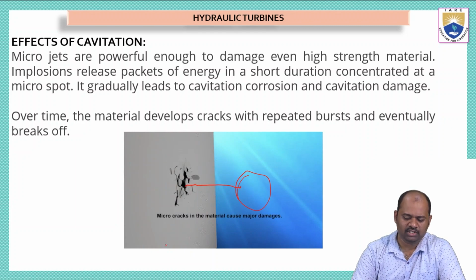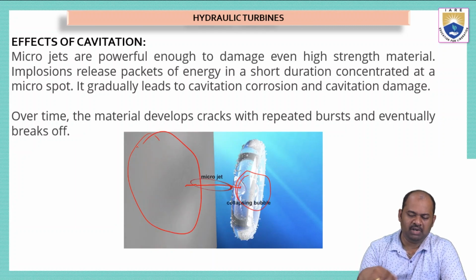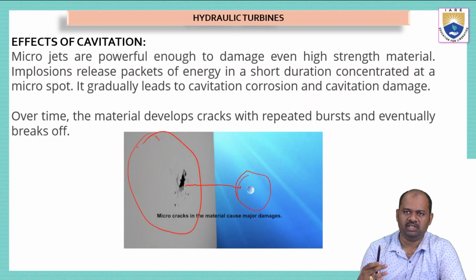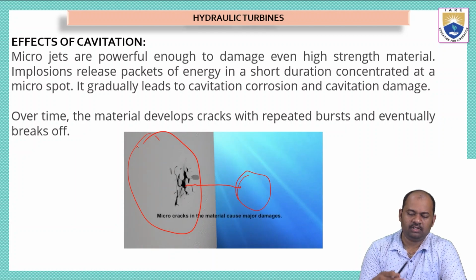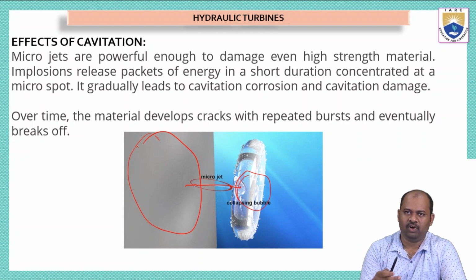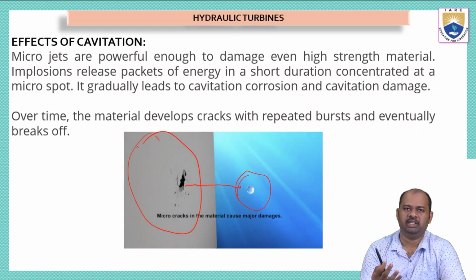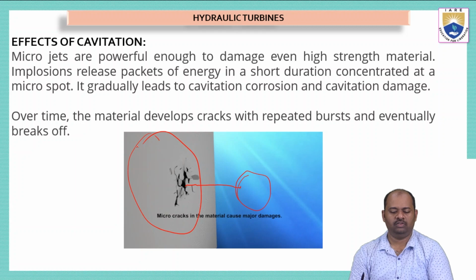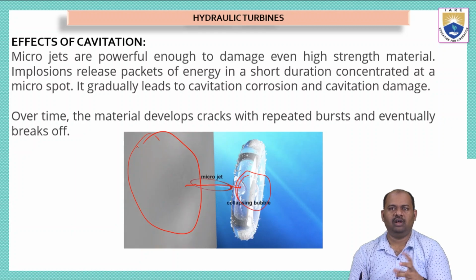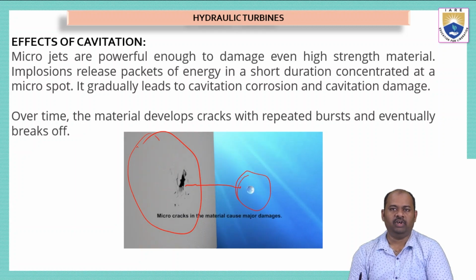So if this surface is being subjected to multiple microjets, small sized cracks will form on the surface. They may lead to ultimate failure, so that this metal part can no longer be used for the working of the turbine.